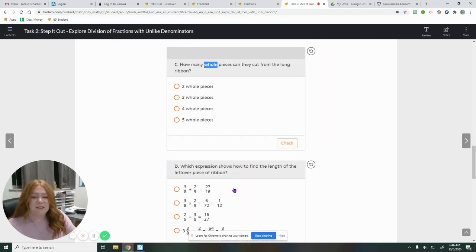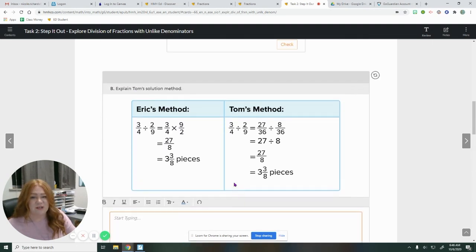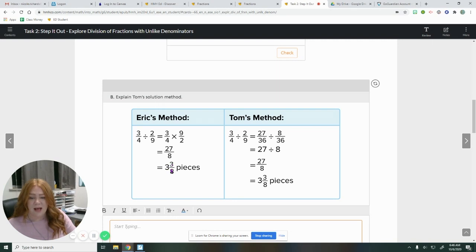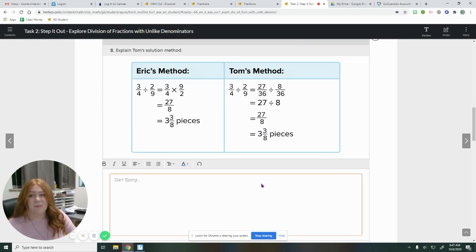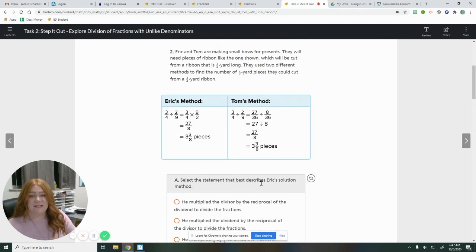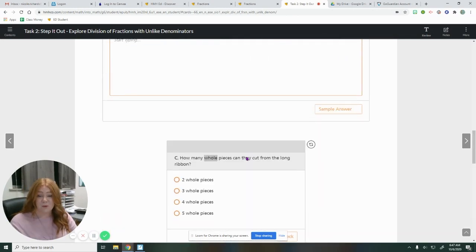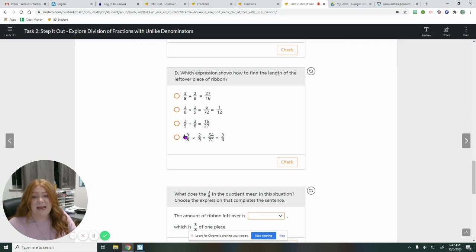And now this wants to know what expression tells us how much is left over. So if I come up here, I can see that they have 3/8 left over. But what I really have is 3/8 of 2/9. And that word of means to multiply. 3/8 of 2/9. We're going to multiply 3/8 times 2/9 here.